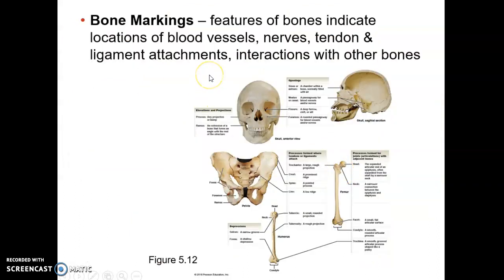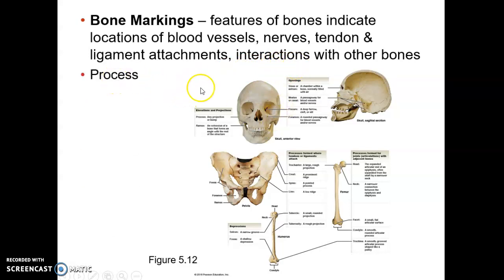And then bone markings are important bone features, markings that we will cover as we go into the skeletal system, the appendicular and axial skeletons, as we look at the individual bones. Some bones have particular bone markings. Other bones are maybe a little more boring in a way. But bone markings are important to indicate passage of blood vessels and or nerves, attachments for tendons and ligaments, or articulations where bones interact with other bones.